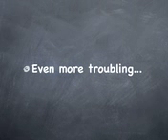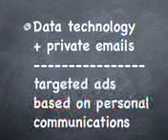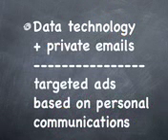Even more troubling are the instances where companies get information from the content of your personal emails, and then display ads the company interprets as related to that content. Here, the companies use data technology to monitor your private emails, then deliver targeted ads based on your personal communications.